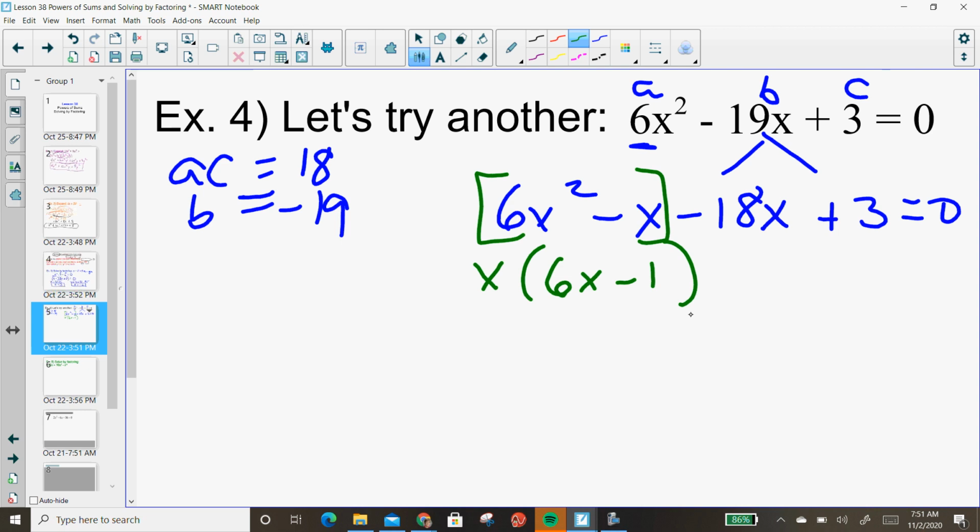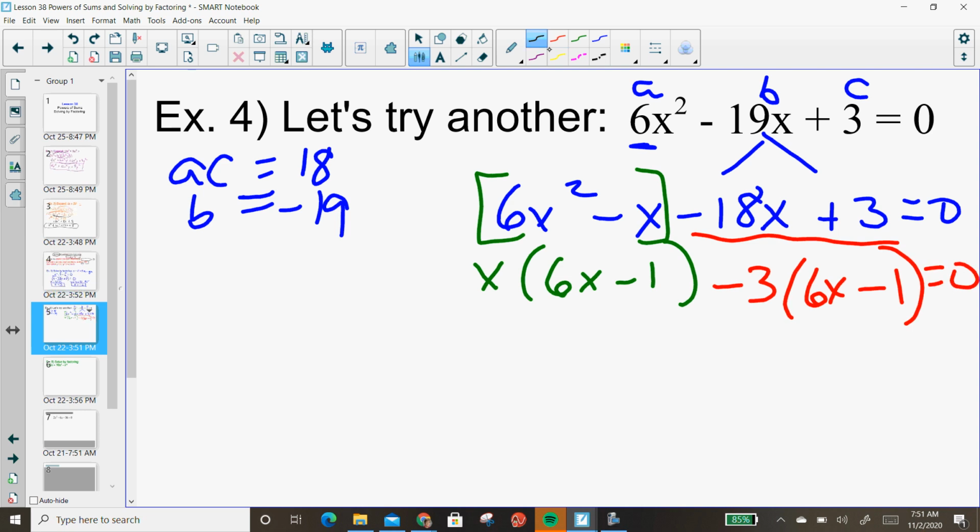And then for the last two, we're going to group those together. My GCF there is either going to be 3 or negative 3. If I do a plus 3, then I would have a minus 6x in there, and that's not going to match. So I don't like that. So I'm going to do a minus 3 instead. Minus 3 times positive 6x is minus 18x. And minus 3 times minus 1 is a plus 3.